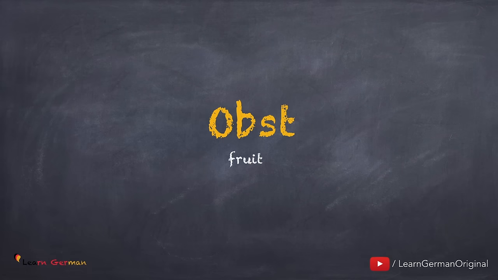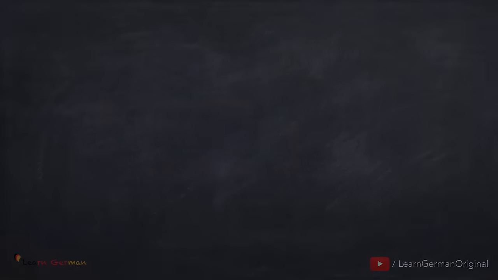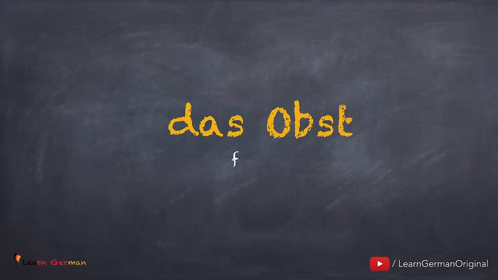So let's begin. Obst. Obst is a collective noun. Hence, the article is das, das Obst. The same word is used for singular and for plural. So we'll be learning the names of a few common fruits along with their articles and plural forms. Listen to them and repeat.